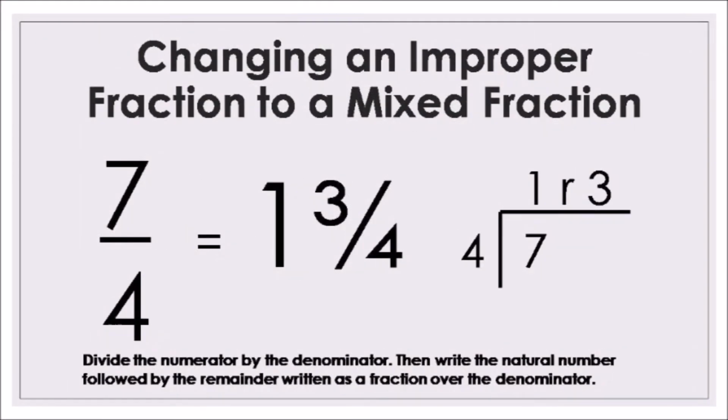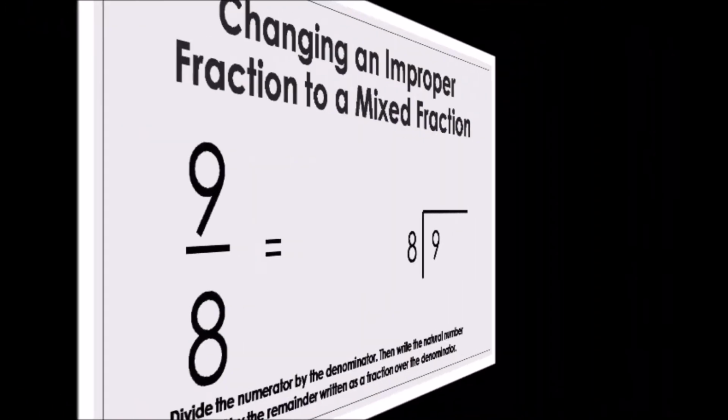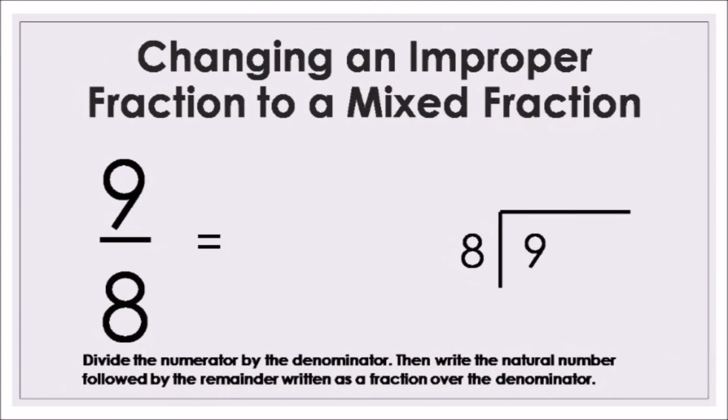Here we go, we practice it again. 7/4, and you want to do the division. You divide the denominator into the numerator. 4 into 7 goes 1, remainder 3. So you put the 1 as the natural number, and the remainder you write over the denominator. So it's 1 3/4. So 7/4 is 1 3/4. Changing an improper fraction to a mixed fraction.